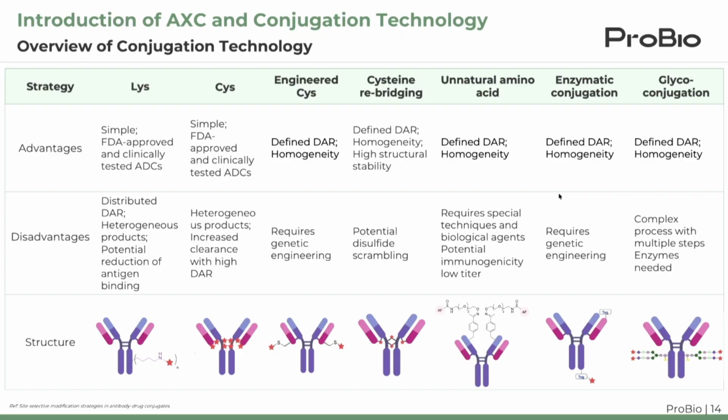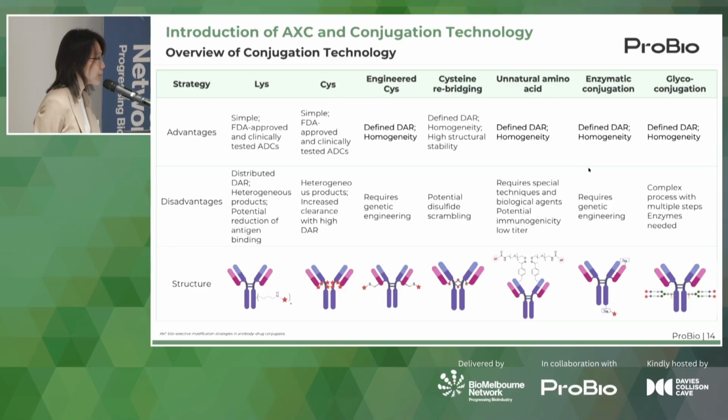and generate very heterogeneous products and product quality. On the other hand, there are emergent site-specific conjugation technologies that enable more precise control of the DAR. For example, through engineered cysteines, cysteine rebridging, natural amino acids through enzymatic conjugation, and glycan-based conjugation. The key advantage of all these site-specific conjugation techniques is a more defined or even uniform DAR, a very high conversion rate, a more defined conjugation site, and homogeneous product and product quality.